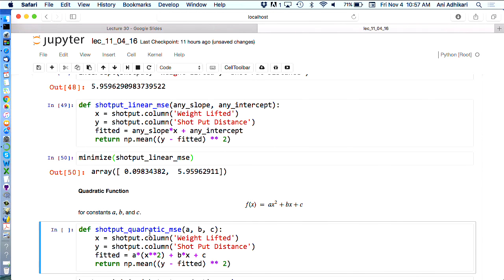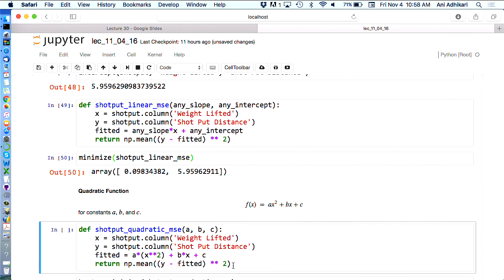And we will define the shot put quadratic mean square error. X is still the same, the weight lifted. Y is still the same, the shot put distance. Now, the fitted value is not linear anymore. You notice here it was linear? And down here it's quadratic. Once you've got the fitted value, the mean square error has exactly the same formula: actual minus fitted, squared.